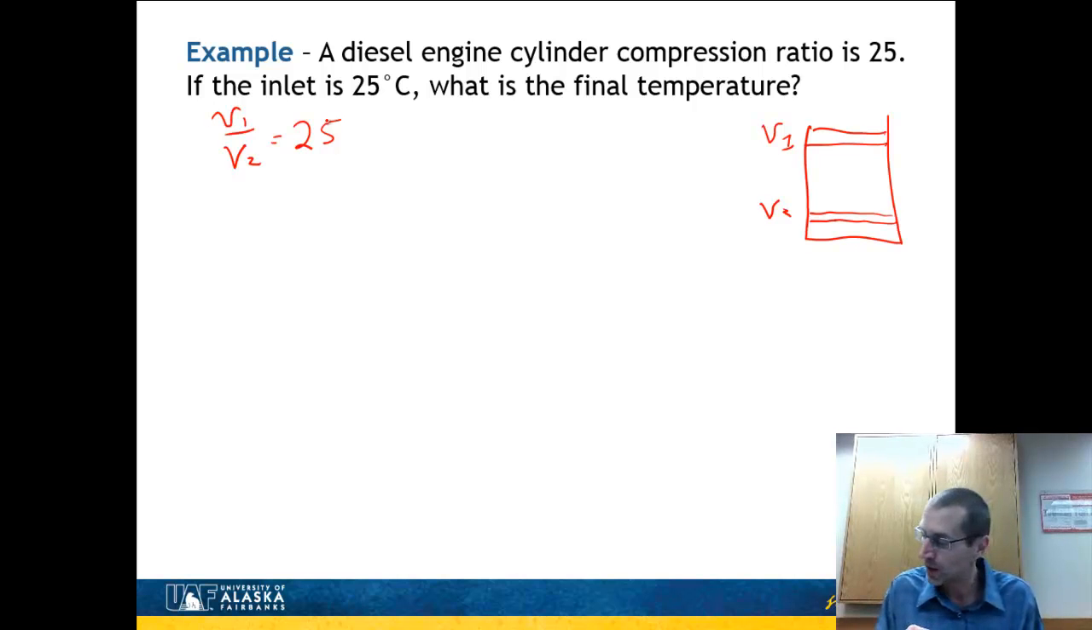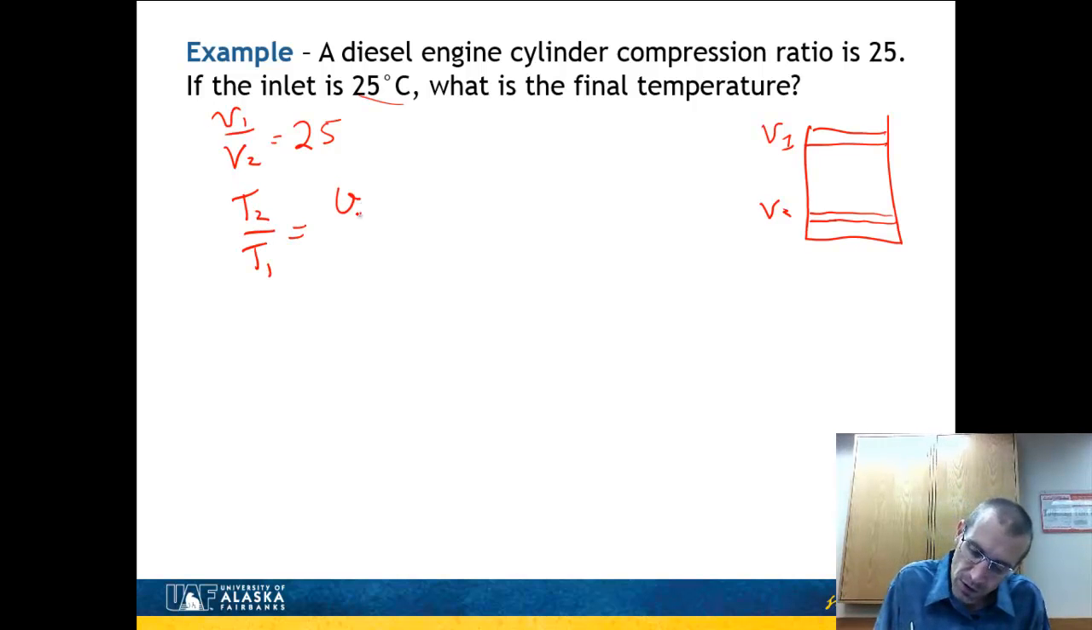25 is not that uncommon. And what I want to know is, if the inlet temperature, the initial temperature, is 25, what is the final temperature at the end of the compression process? So what we'll do is assume a constant heat capacity at this point and use this relationship: T2 over T1 is equal to V1 over V2, and the exponent there is k minus 1.